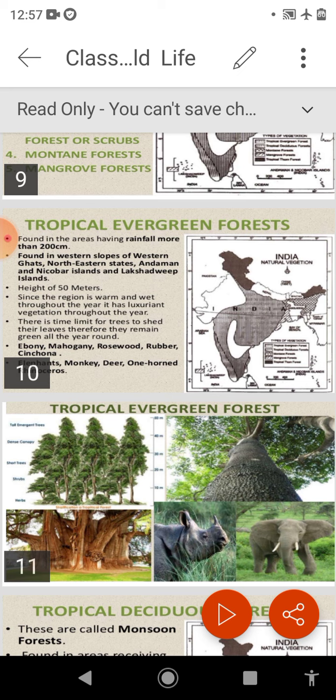And with regard to the animals, what we can say in the tropical rainforest or the tropical evergreen forests are elephant, monkey, lemur, and deer. The one-horned rhinoceros are found in the jungles of Assam and West Bengal. Besides these animals, plenty of birds, bats, sloth, scorpions, and snails are also found in tropical evergreen forests.